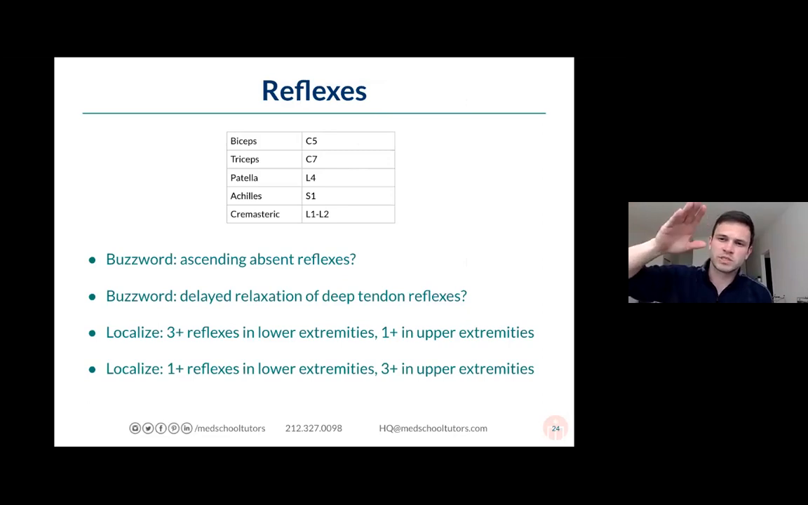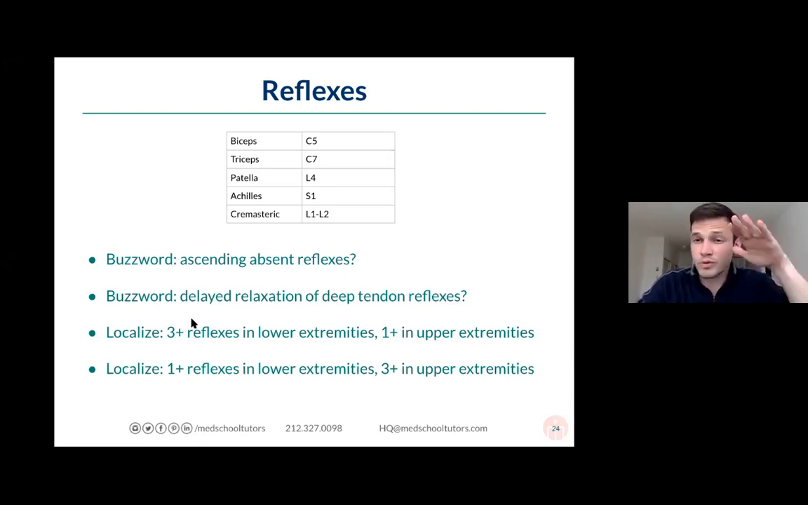Sluggishly slowed relaxation of DTRs, if you see that, is a good clue for hypothyroid. That's how the boards like to describe it. On the opposite, hyperreflexia, right? If someone has widespread hyperreflexia, things like hyperthyroidism are absolutely on the differential. So hypothyroid slows reflexes, hyper raises them.